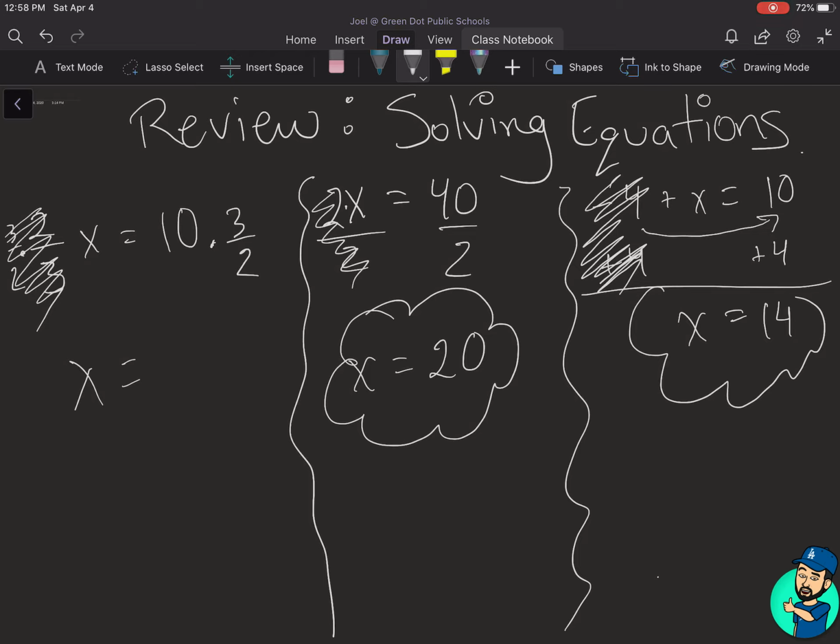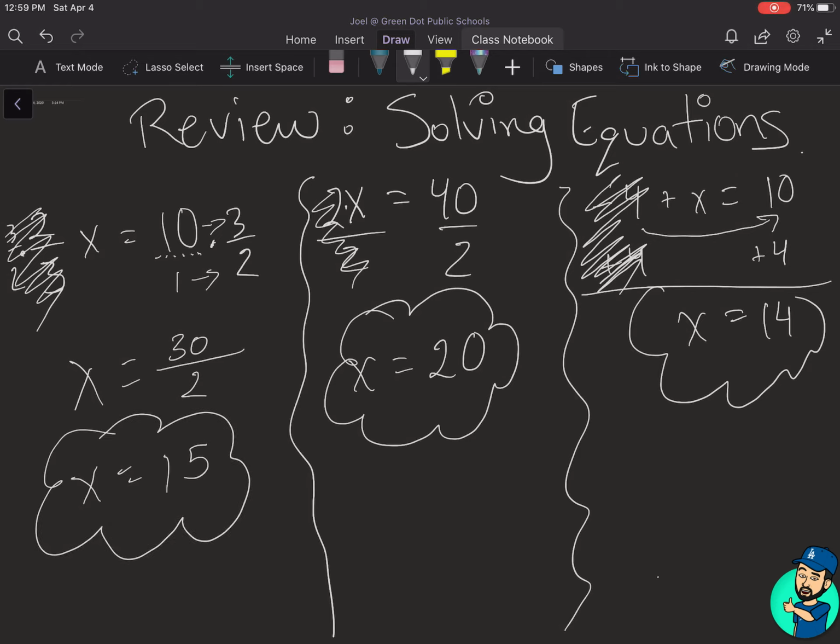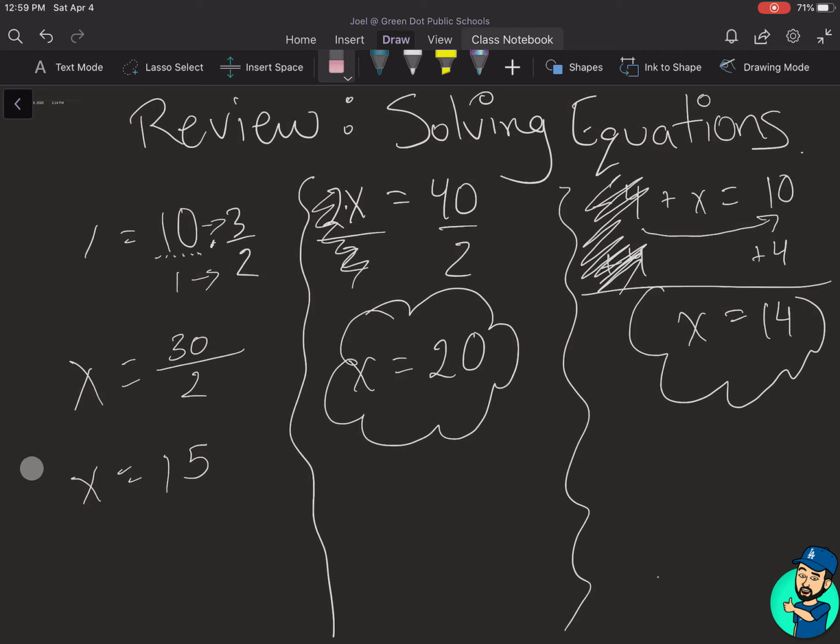Now when you're multiplying fractions, you just multiply straight across. So there's an invisible 1 right here. I multiply straight across. 10 times 3 is 30. 1 times 2 is 2. I'm not done yet. I could simplify this. Now 30 over 2 means what's half of 30? And that's 15. And there you go. The next one we're going to do is two-step equations.